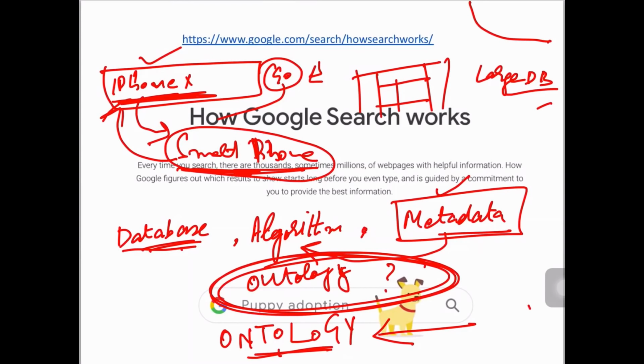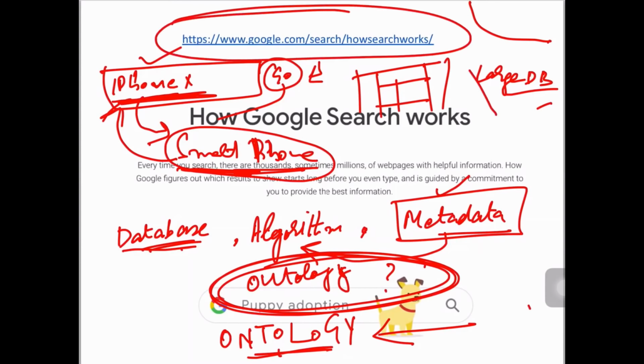Okay, now please go and revisit this link, and now you will see the metadata, you will see the databases catalog. Just recall the example of the library which I gave you, in your mind, while browsing this page again. Now you will get the idea of how the search engine works in real time.